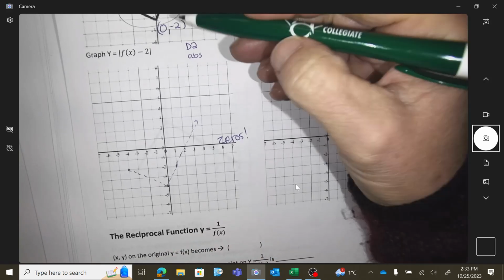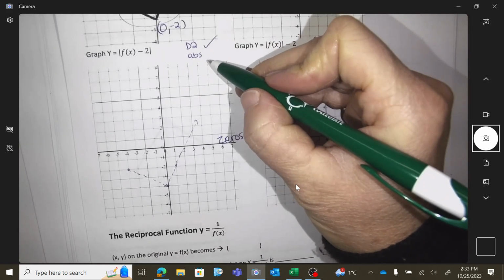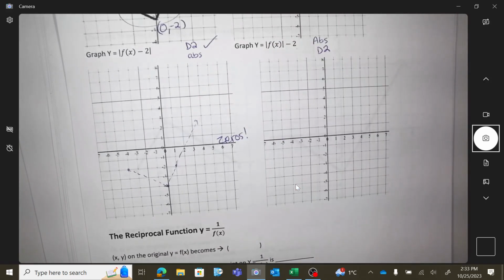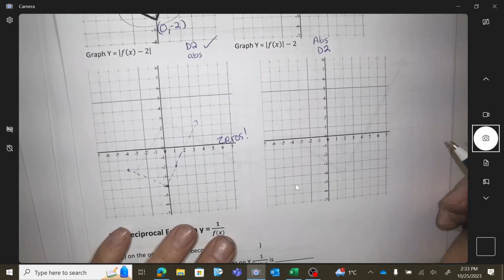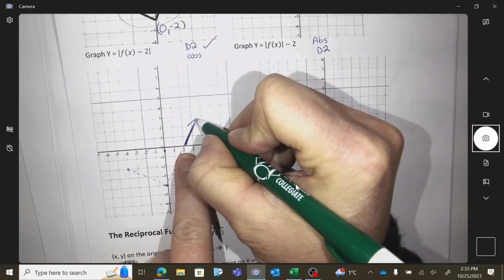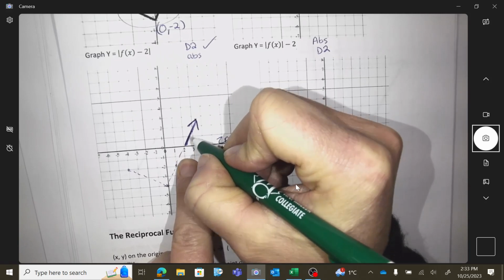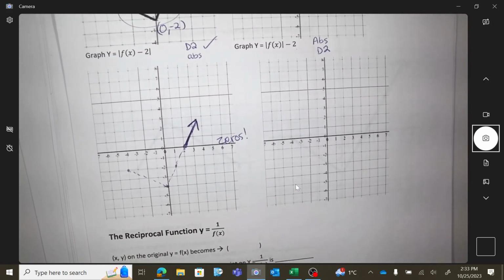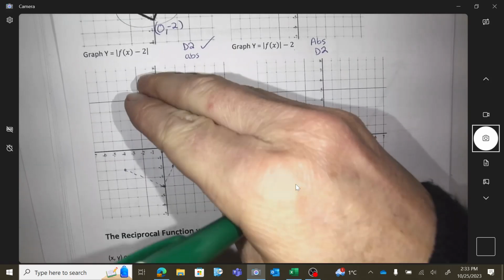Okay, now we're going, so that's done. Now we're going to absolute. So which part would you want to stay? What part would you want to change? So this part I'm going to stay. So I'm going to make it a little darker. So that part of the graph is going to stay. And the rest of it's going to change from negative to positive.